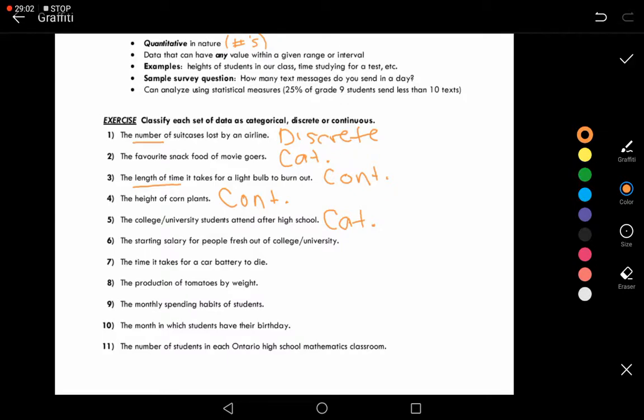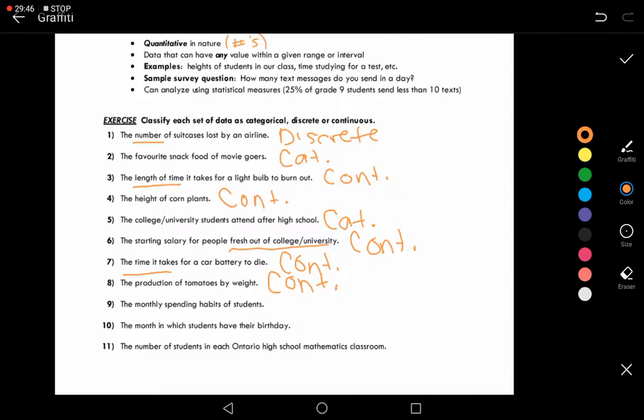The starting salary for people fresh out of college or university. That obviously has to do with numbers. Specifically, it gives you a time frame: fresh out of college or university. So that has to be continuous. The time it takes for a car battery to die, again, as soon as we see the time it takes, we know that it's continuous. The production of tomatoes by weight. So how many are being produced based on that weight, and that is going to change. So that is also continuous.